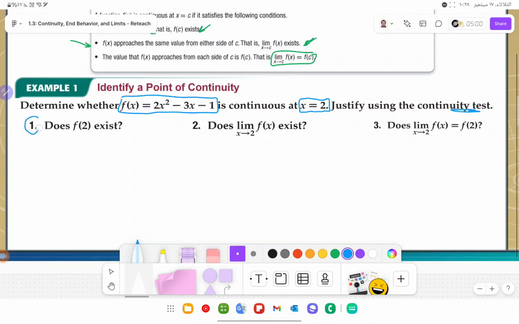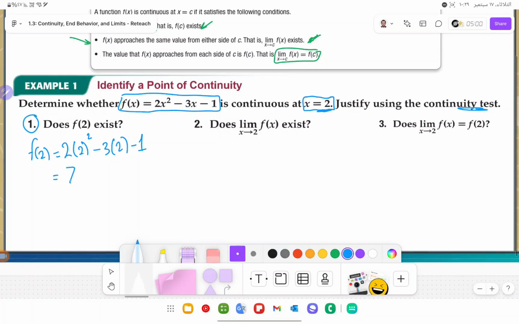So the first one, we need to test, does f of 2 exist? So we have to replace x with 2. Why f of 2? Because he gave us 2. Okay, so now f of 2 equals 2 times 2 to the power of 2 minus 3 times 2 minus 1.